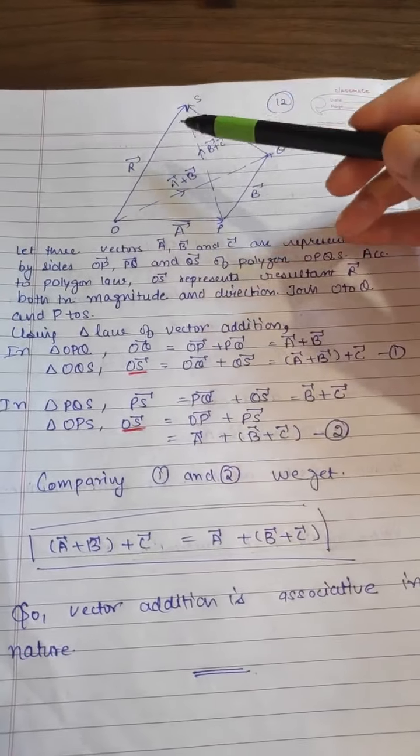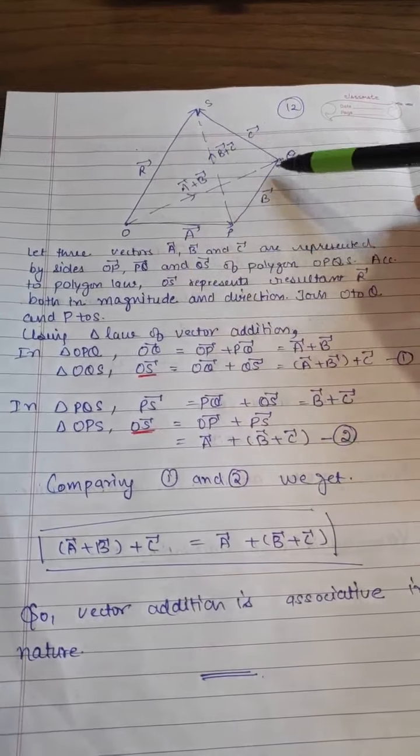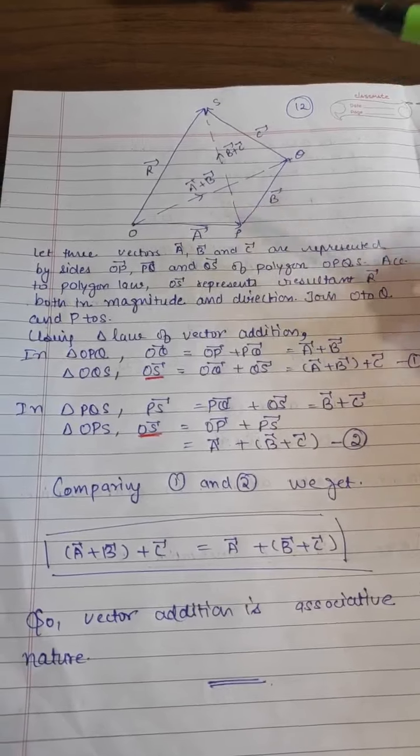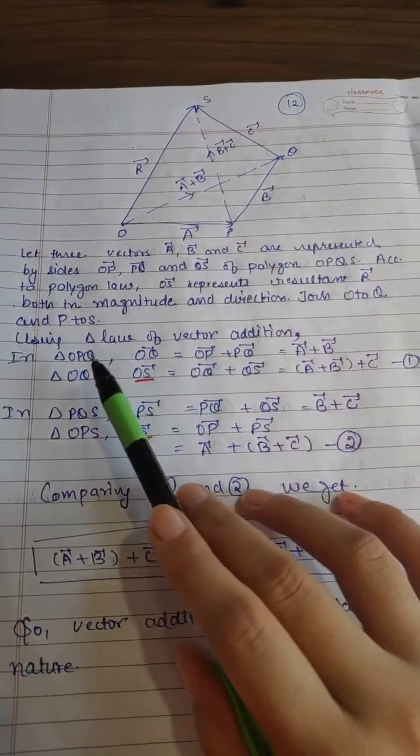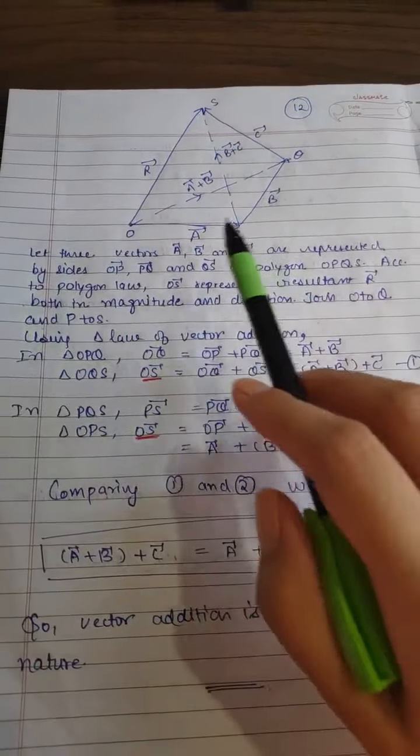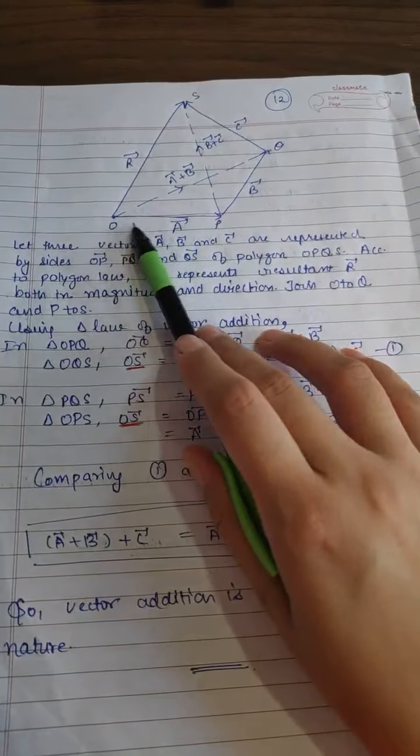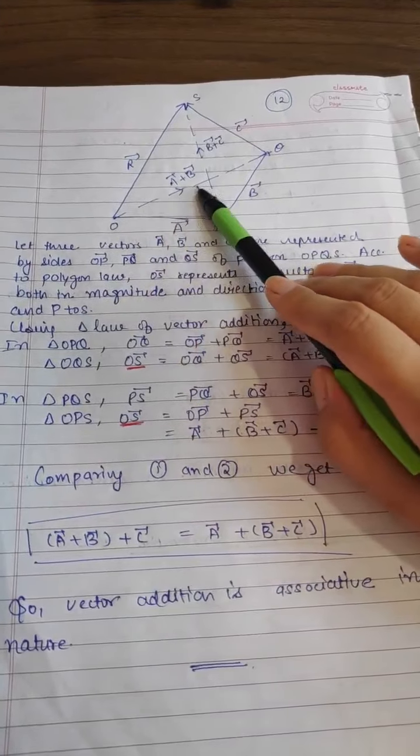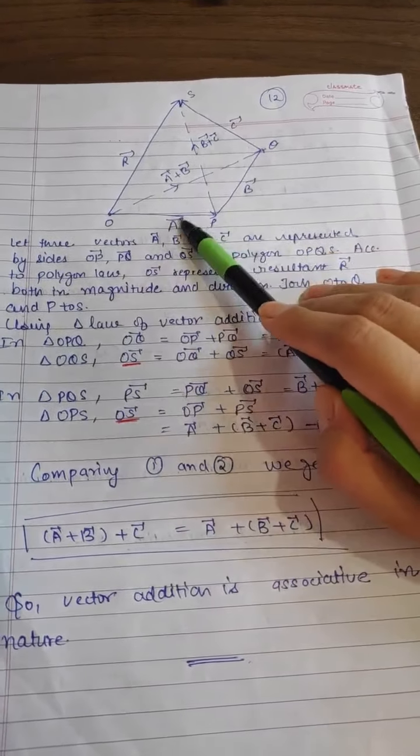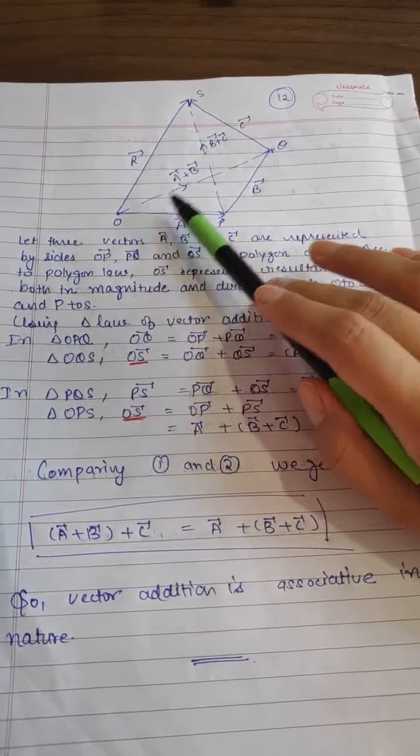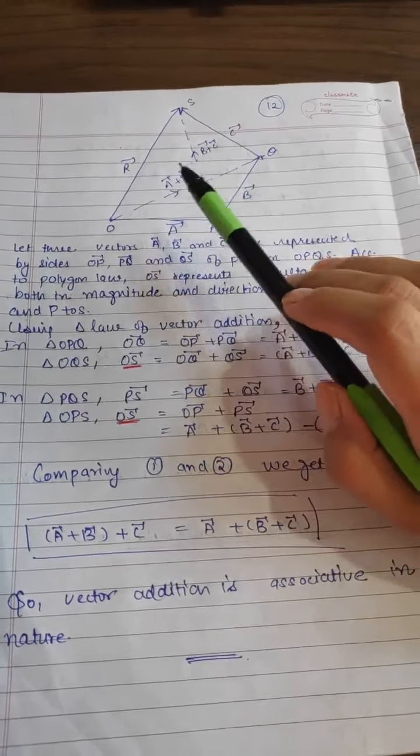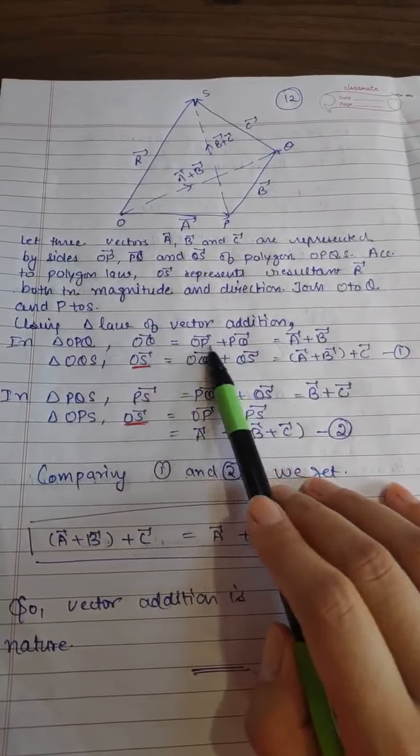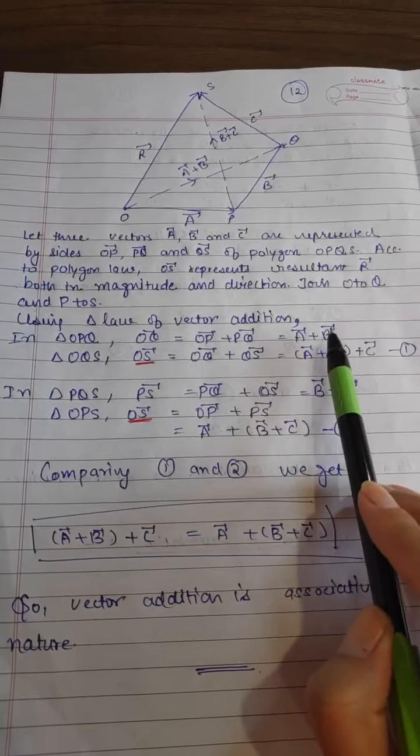Now there is a construction part: join PS and OQ, and we'll apply the triangle law of vector addition turn by turn. Firstly we will use the triangle law of vector addition in triangle OPQ. If these two vectors are taken in the same order, the resultant will be taken in the opposite order, which will be equivalent to the sum of these two. It means OQ vector will give you the sum of OP plus PQ. See here, OQ is equal to OP plus PQ, that will be A plus B.